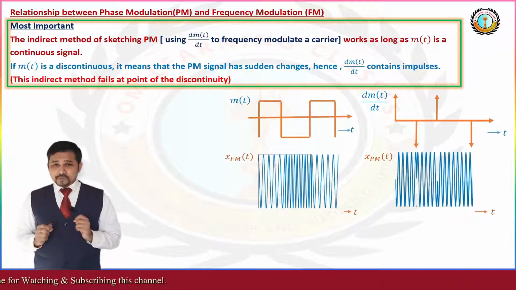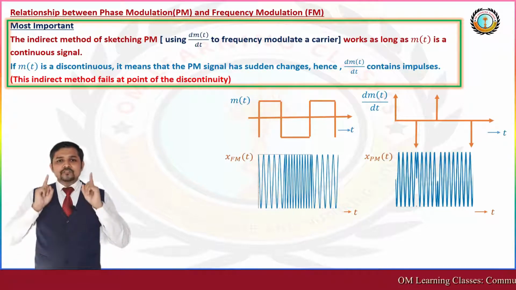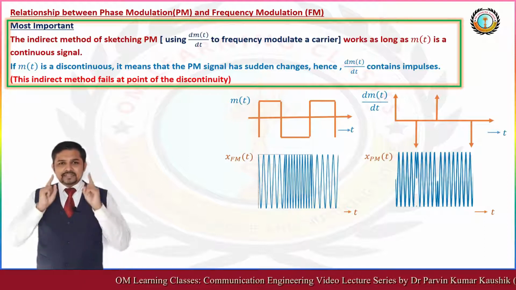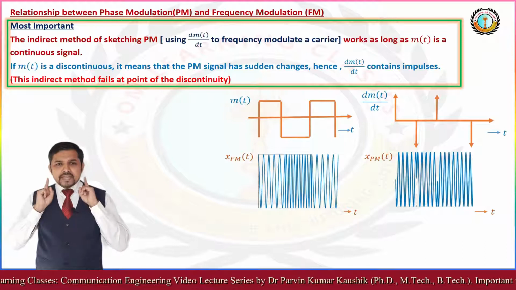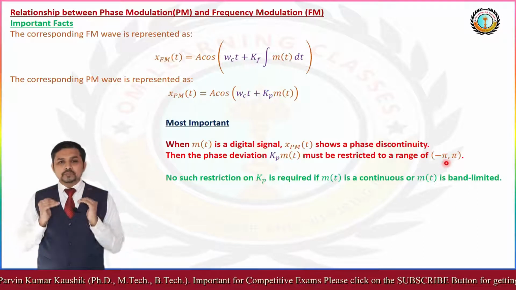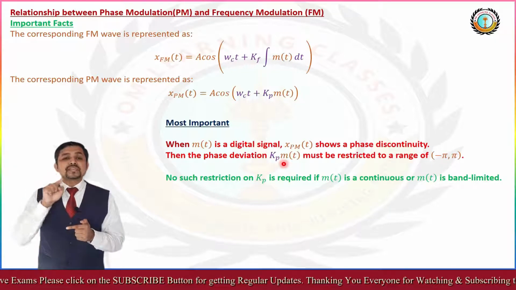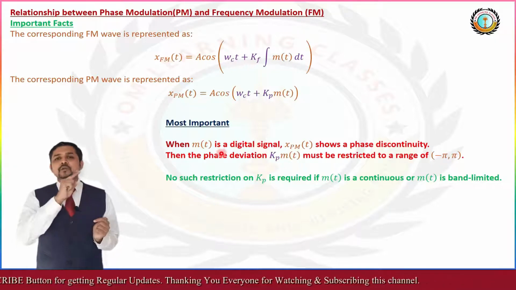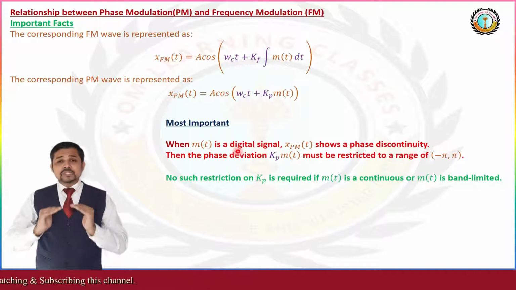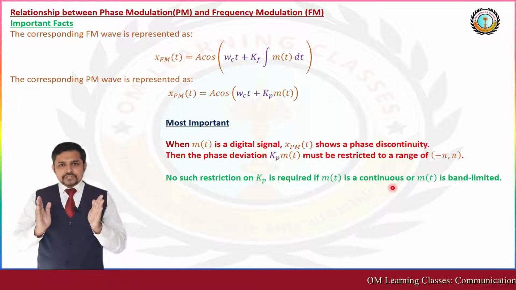So we have another important point: when m(t) is a digital signal, the phase modulated wave shows a phase discontinuity, and then the phase deviation Kp m(t) must be restricted to the range of minus pi to pi. So Kp m(t) has a restriction when there is phase discontinuity, and it depends on our utilization of the modulating signal.